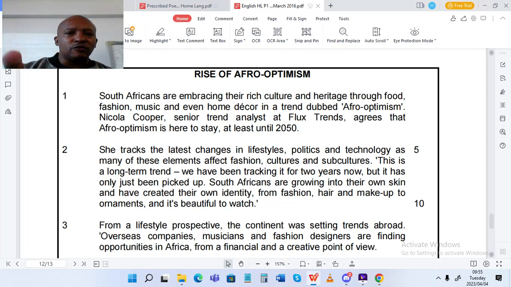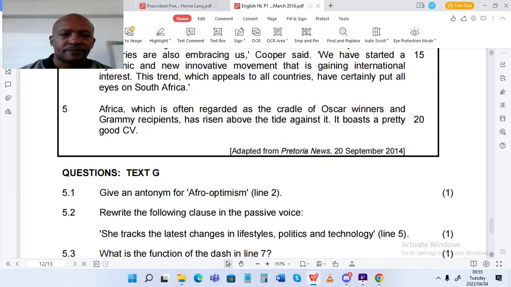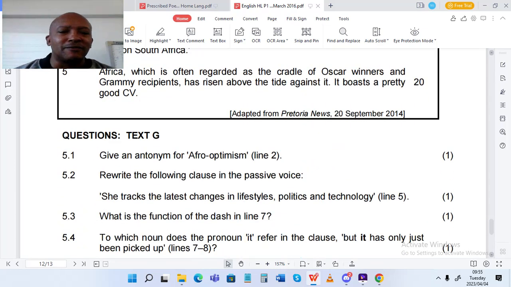So you'll see what they do is they'll give you a text, and from that text they'll ask you a few questions. Let's go to the questions, and I've asked you to write down the following. Give an antonym for Afro-optimism. I know some of you don't know what Afro-optimism is, but that's not the question. The question has to do with synonyms and antonyms.